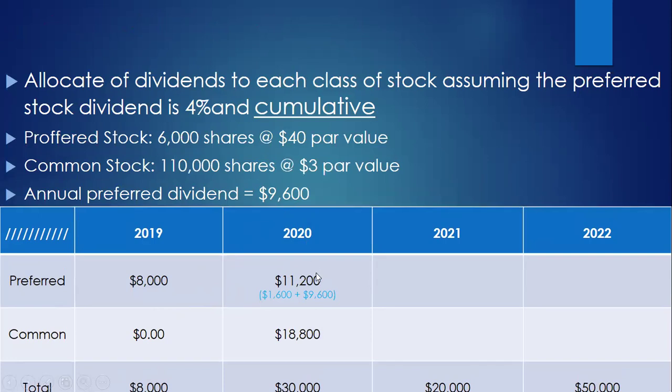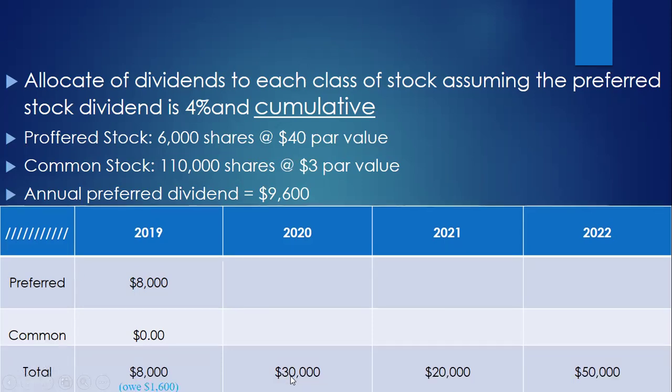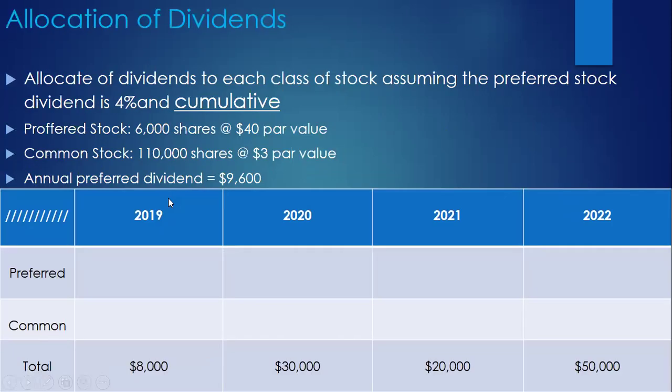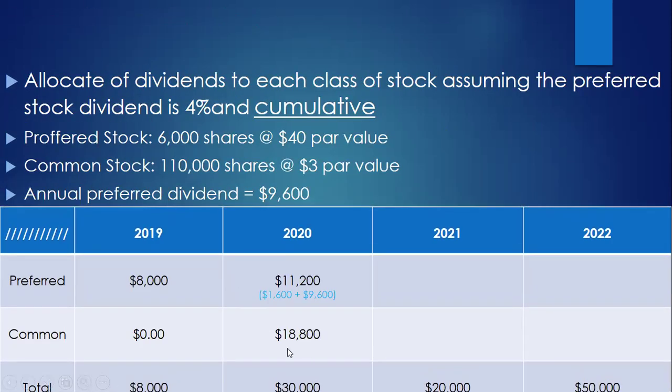9,600 is what they're eligible for. 1,600 carried out from the last year. A total of 11,200. The rest of the 30,000, that's what the business decided to do. The rest of this money goes for common, 18,800. Okay, so cumulative must get 9,600 every year. What happens if the money is not enough? Then they're going to carry it out for the next year.